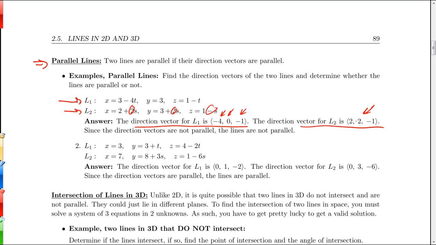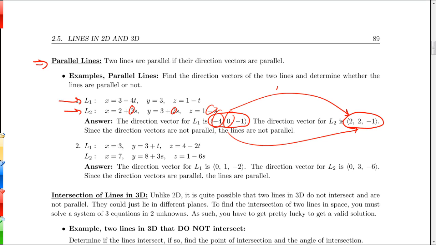And so if you look at these two vectors, you can see pretty quickly that one is not a scalar multiple of the other. That's what we mean by parallel vectors. One has to be a scalar multiple of the other. But look, if you go from negative 4 to 2, that means you'd have to be multiplying each term by negative 1/2. But if you take 0 times negative 1/2, you don't get 2. So, not parallel.